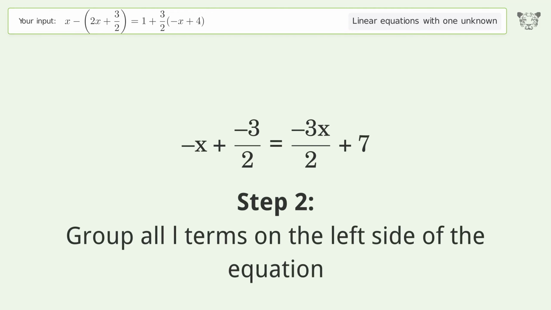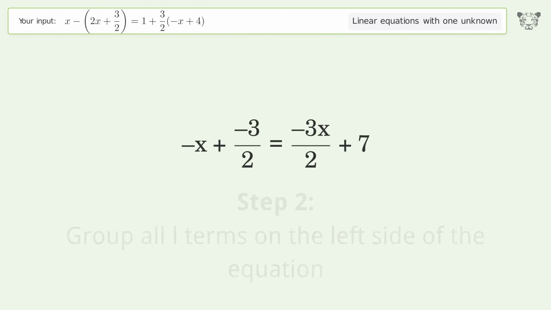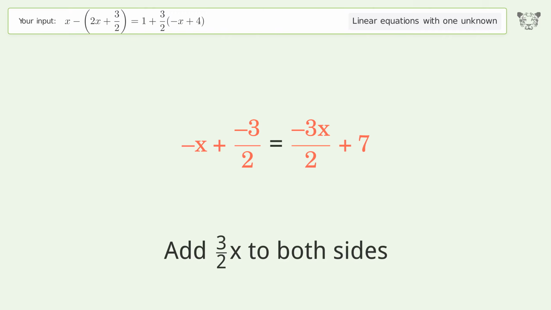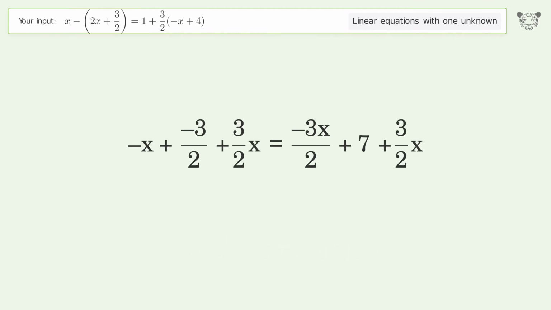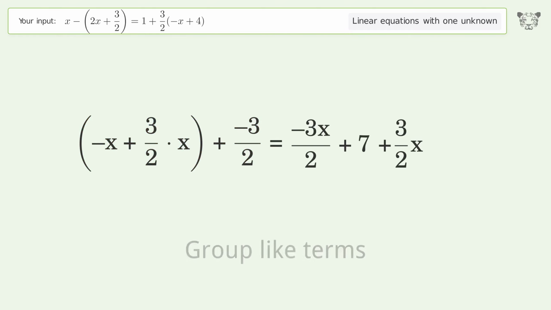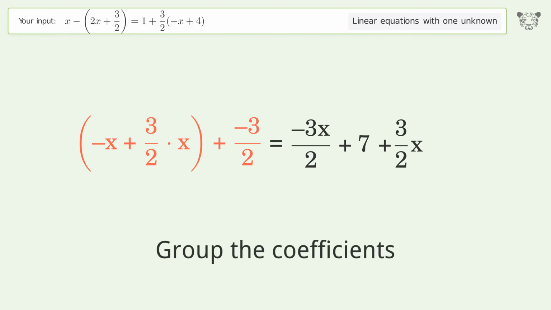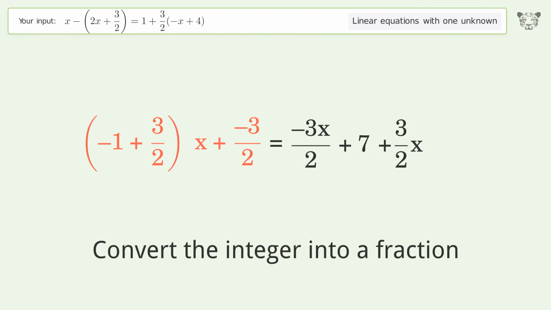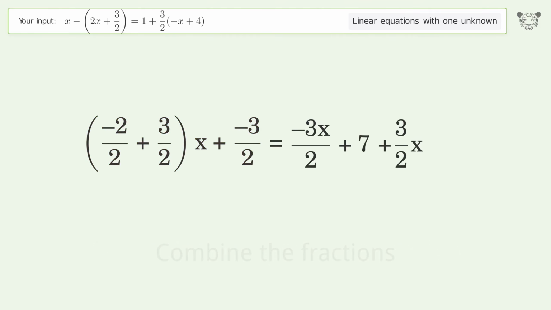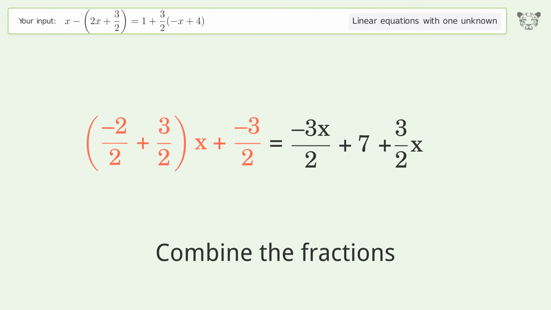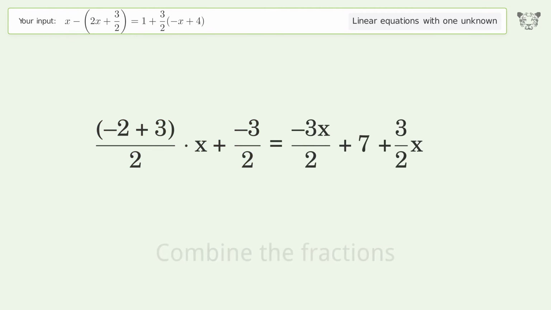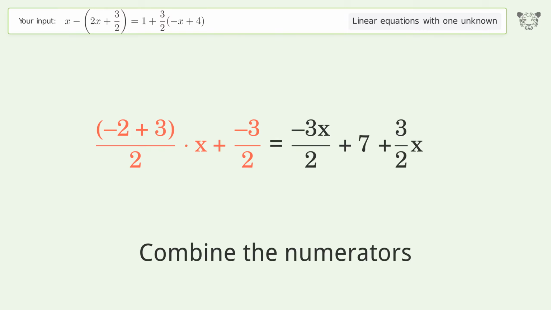Group all L terms on the left side of the equation. Add 3/2x to both sides. Group like terms. Group the coefficients. Convert the integer into a fraction. Combine the fractions. Combine the numerators.